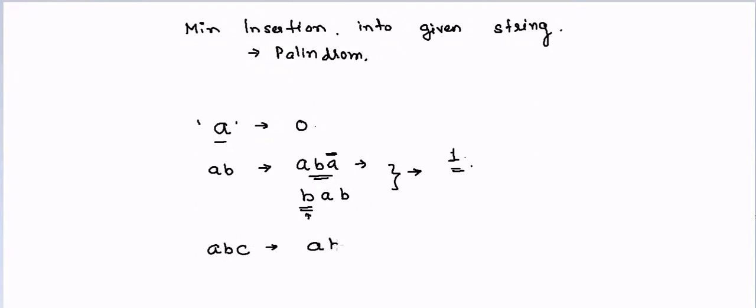And suppose the third example, there is ABC. Again, we can create ABCBA in this way, or some other, but the minimum number of characters required is 2.